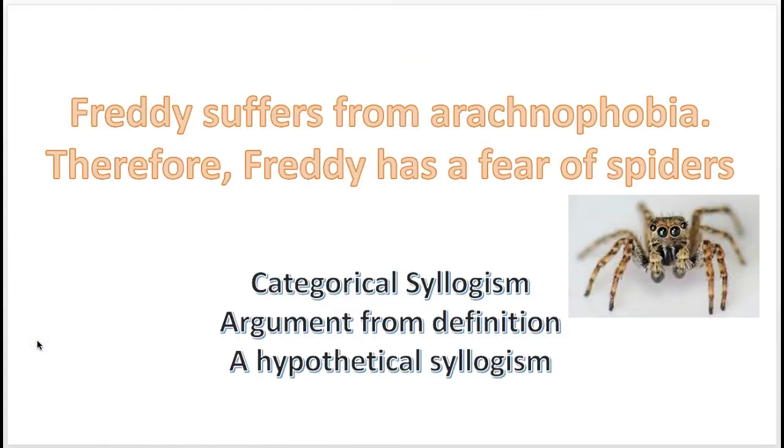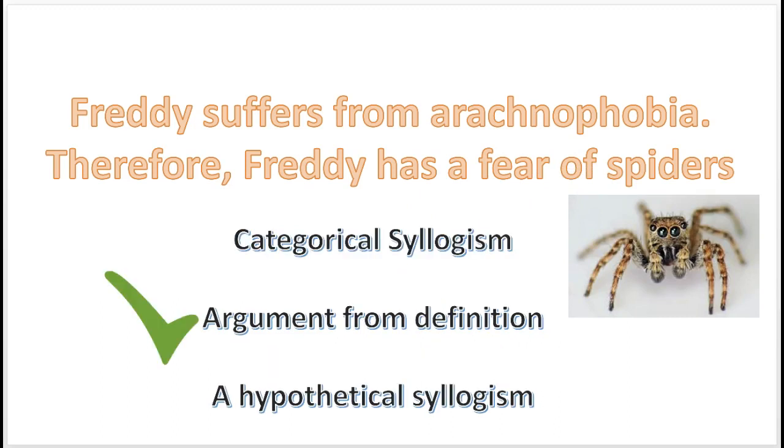Okay, practice problem number 1. What kind of deductive argument is this? Freddie suffers from arachnophobia. Therefore, Freddie has a fear of spiders. What kind of argument is this? The answer is, you're right, an argument from definition. The conclusion follows from the definition of arachnophobia.